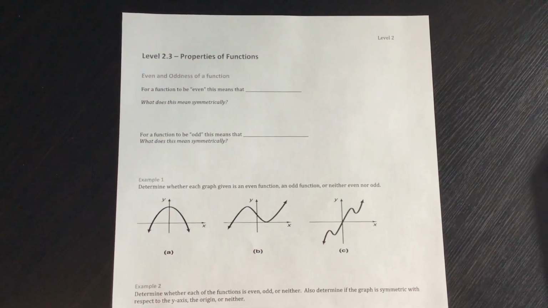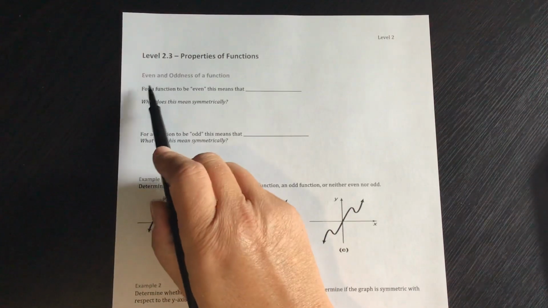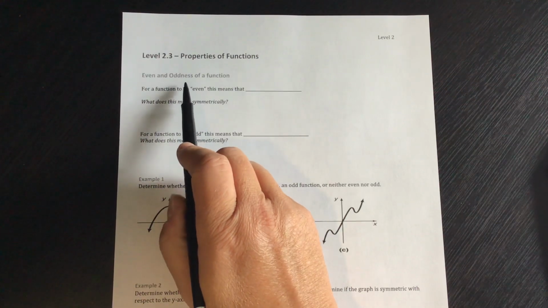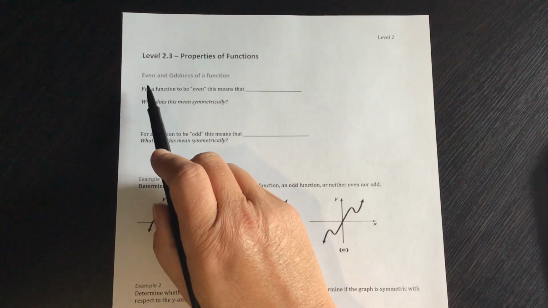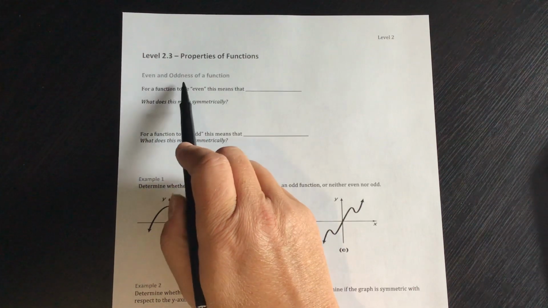In lesson 2.3, we're going to look at some properties of functions. To start off, we have the evenness and oddness of a function. We're going to describe functions as being even and/or odd.